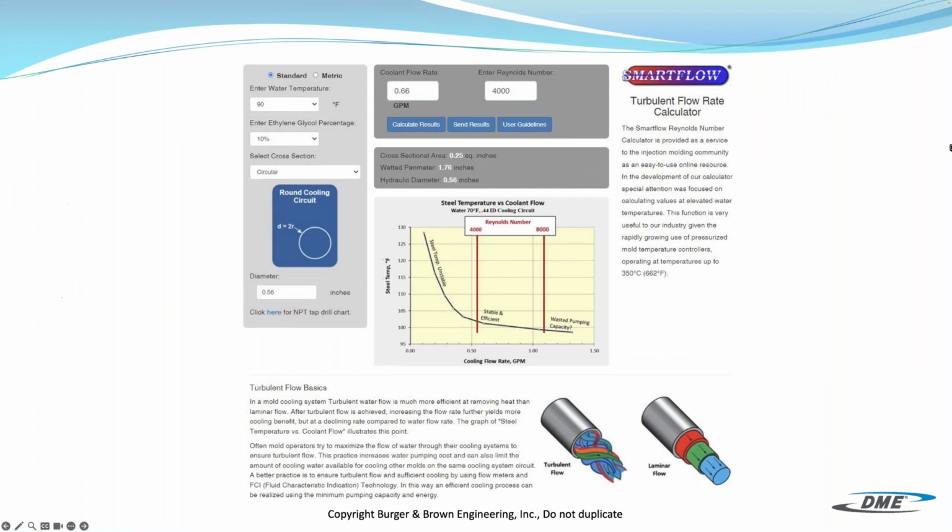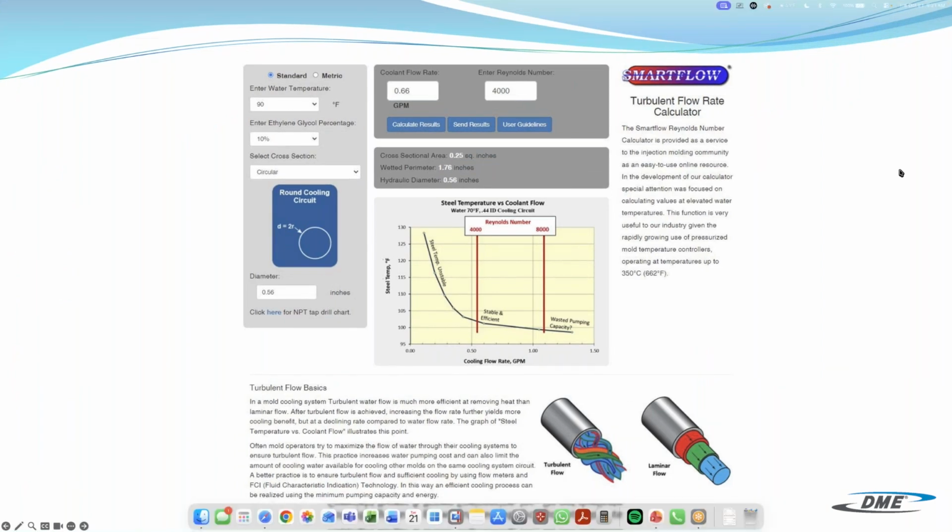We do have some other questions coming in right now too, Corey, for you. First question is, does it matter if the flow regulators are on the supply or return manifold?